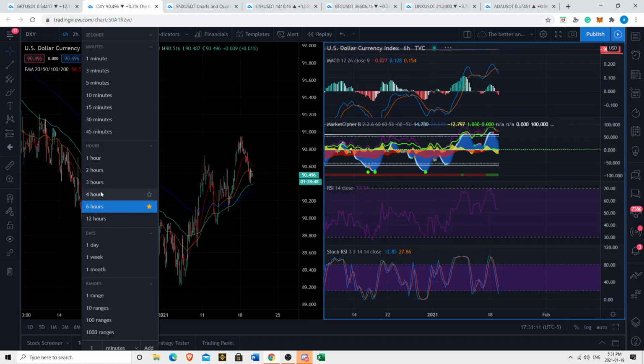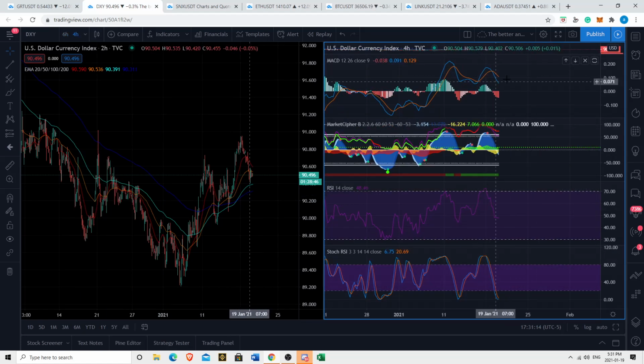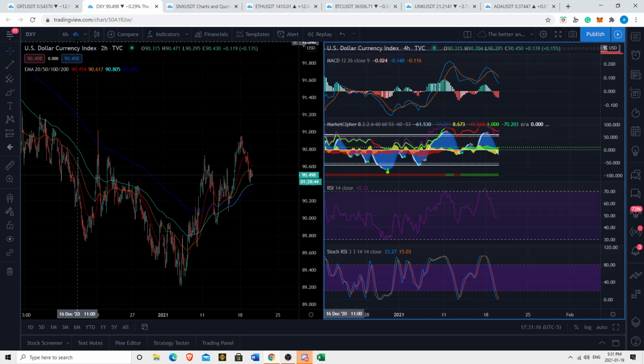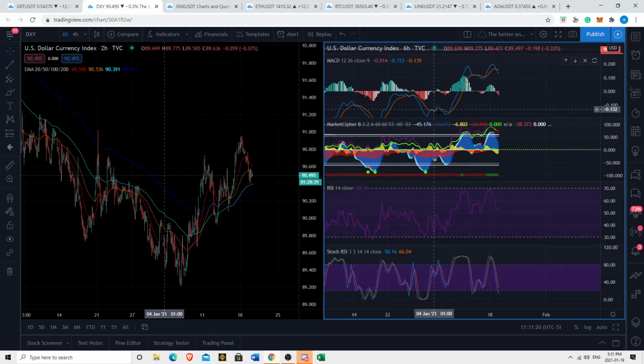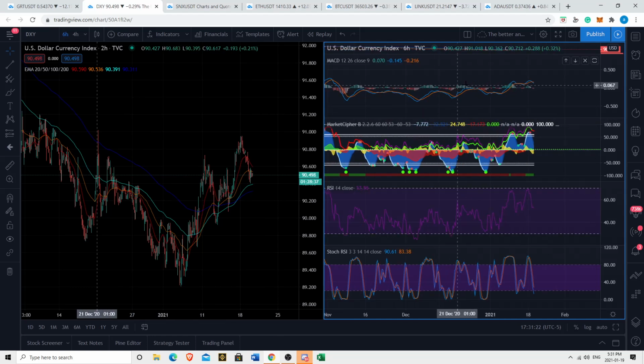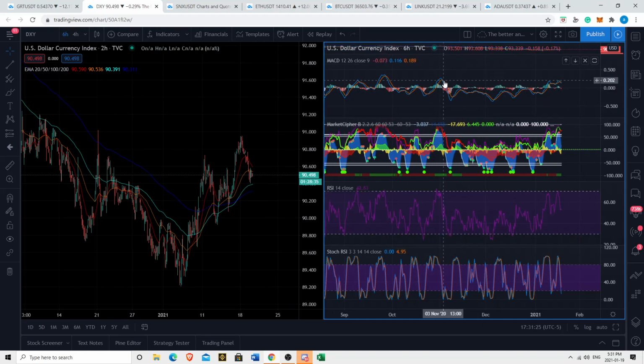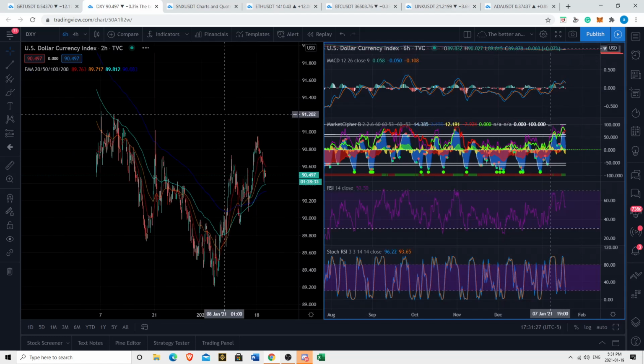Let's take a look back at the 4 hour. I want to see if we have signs of bearish crossovers. So whenever we get bearish crossovers on the MACD on the larger time frames, like the 6 and 4, that should be extremely telling. Like, when's the last time we had a bearish crossover on the upside like this? Let's zoom out.